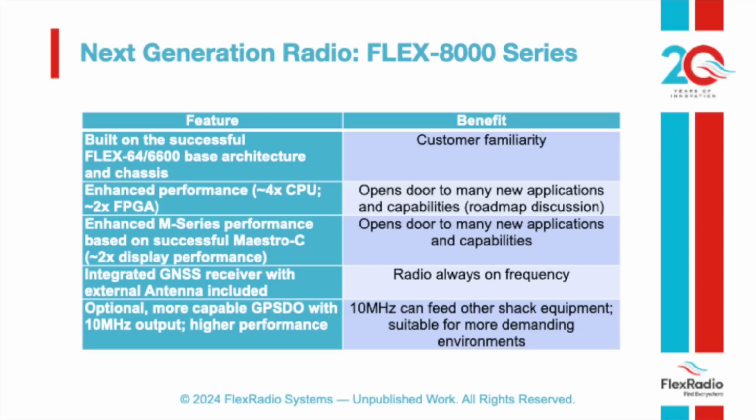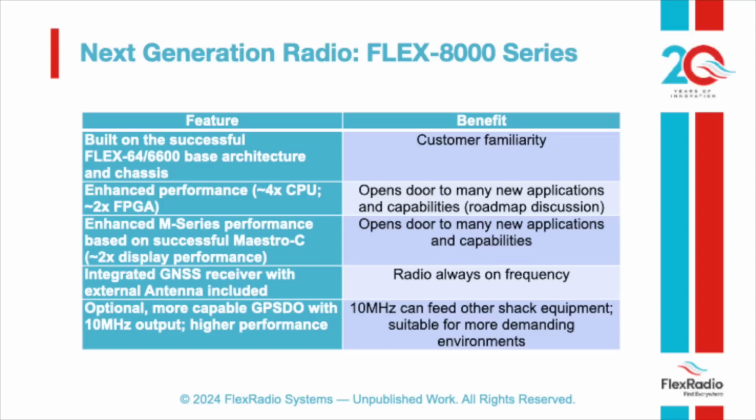The M-series radios have enhanced performance in the display. We also added the GNSS receiver, as I mentioned. The main purpose of this is to allow you to always be on frequency. So radios of the past, you had to have some way of, as the crystal drifted in them, updating that with sticking a screwdriver and adjusting a pot or some other way. This keeps the radio always on frequency.